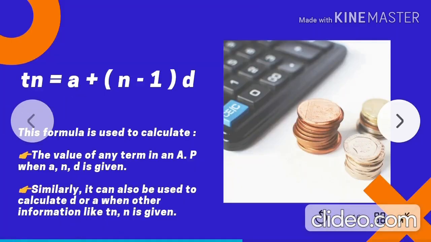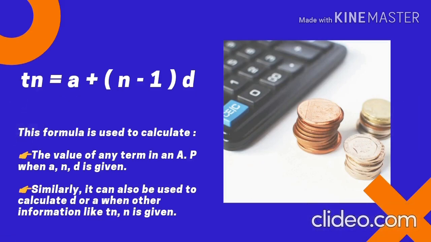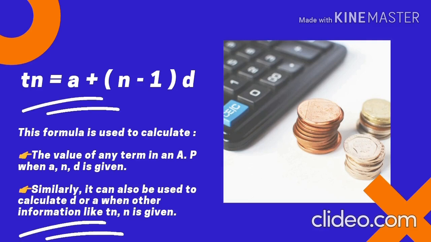In this chapter, we prominently deal with only two formulas, Tn and Sn, that is, the nth term and the sum of n terms. First, the nth term of an AP. The nth term of an AP is given by the formula Tn = a + (n - 1)d, where a is the first term, d is the common difference and n is the number of terms. If a, n and d are given, we can find the value of any term of an AP.